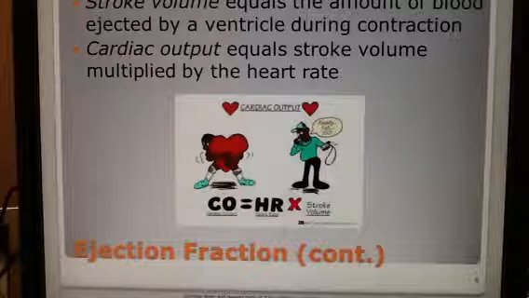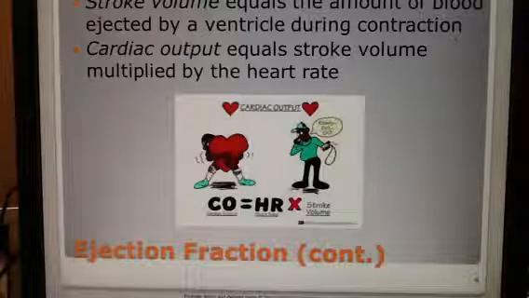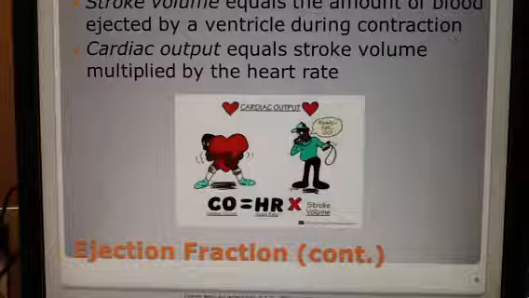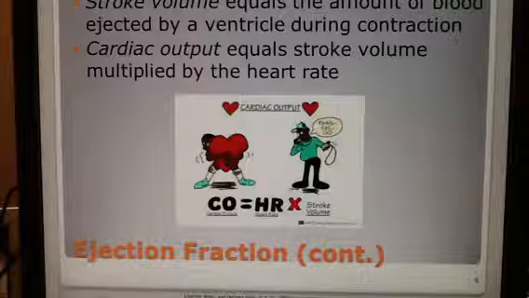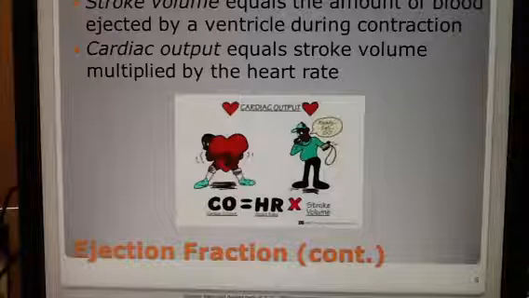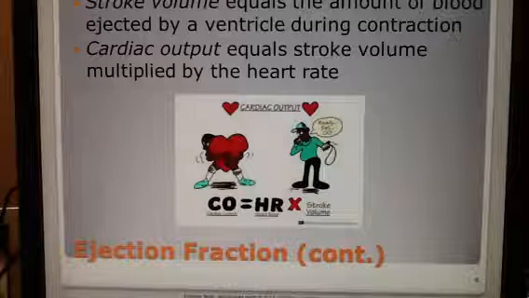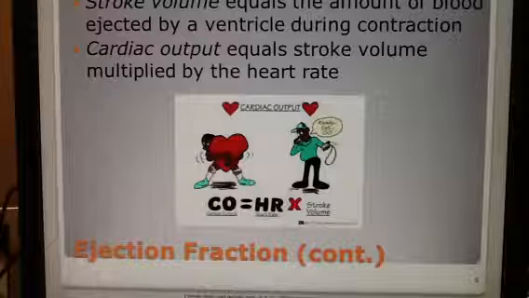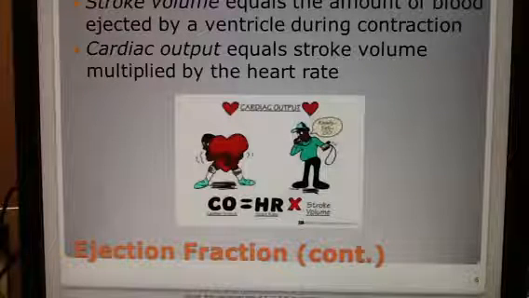Now, stroke volume is the amount of blood ejected by the ventricle during the contraction. So instead of being the percentage, we just have the milliliters of blood being pumped out with one beat. And that's what the stroke volume is. So cardiac output equals the stroke volume, the amount in milliliters of blood that is pumped out at one contraction, and we multiply that by the heart rate. So cardiac output is heart rate times stroke volume.